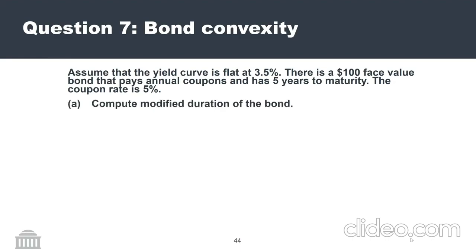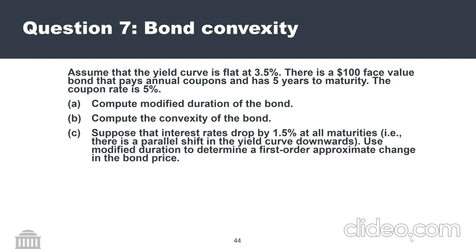First, we will compute the modified duration of this bond. Second, we will compute its convexity. Then we will use the modified duration of this bond to find the approximate change in the value of the bond when interest rates drop, or the yield curve drops, by 1.5%. This is exactly what we've done in question 6.